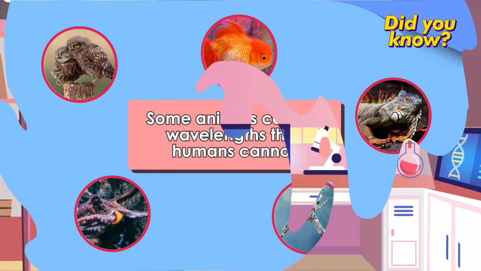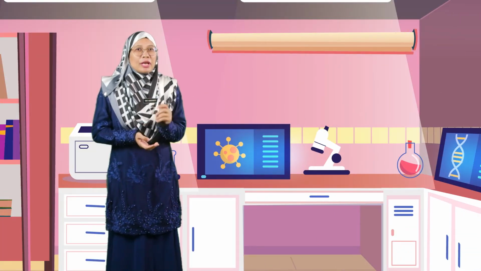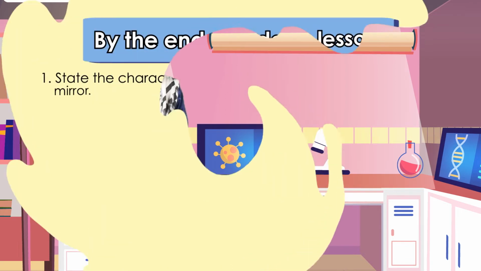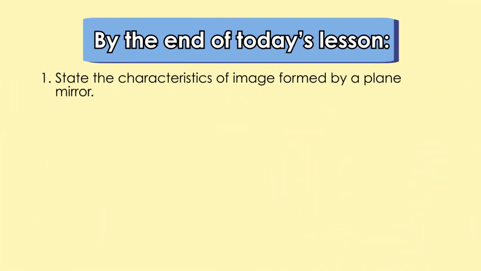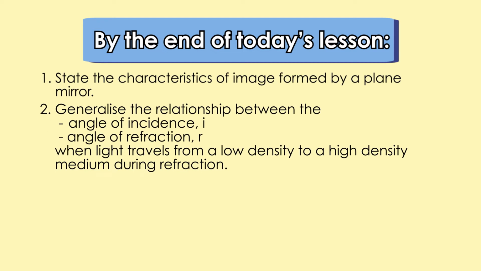By the end of today's lesson, you should be able to state the characteristics of image formed by a plane mirror and solve problems in daily life with the application of reflection of light. Generalize the relationship between the angle of incidence and the angle of refraction when light travels from a medium of low density to a medium of high density during refraction of light.